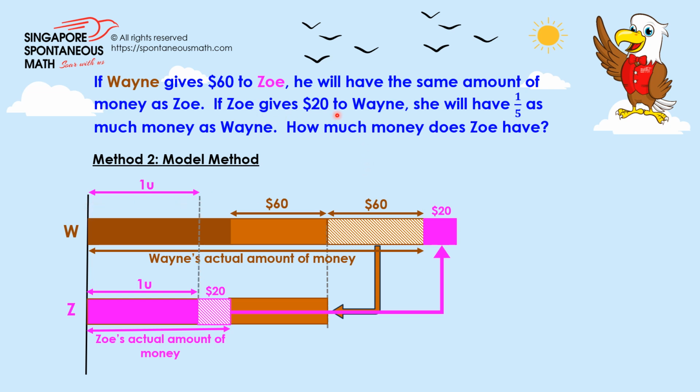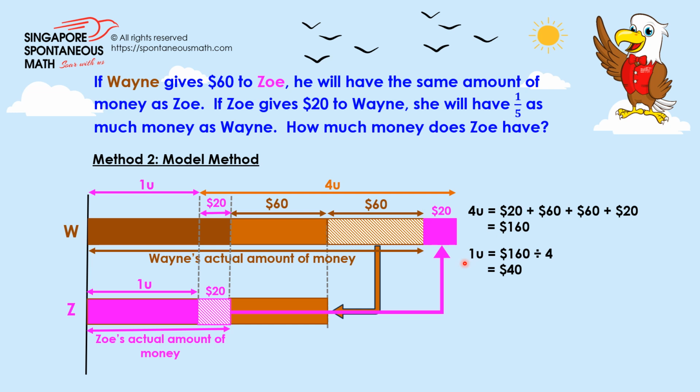And okay, if Zoe were to give $20 to Wayne, she'll have 1/5 as much. That means Wayne has 5 units in total. So here to here is 4 units. So let's see what 4 units represent. 4 units equals to $20 plus $60 plus $60 plus $20. That's $160. So 1 unit would be $160 divided by 4, which is $40. So Zoe has 1 unit plus $20. So 40 plus 20, that will give us $60. Zoe has $60.